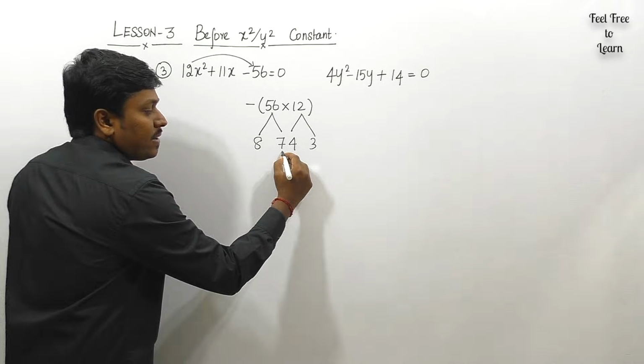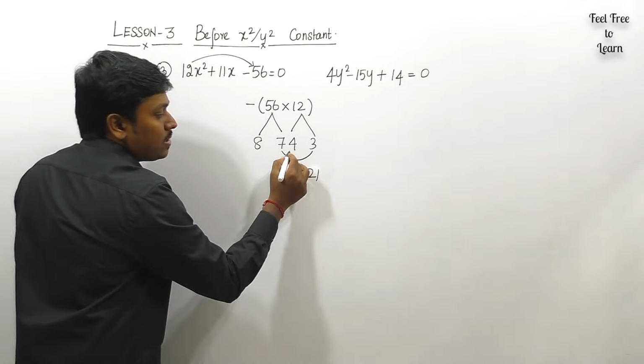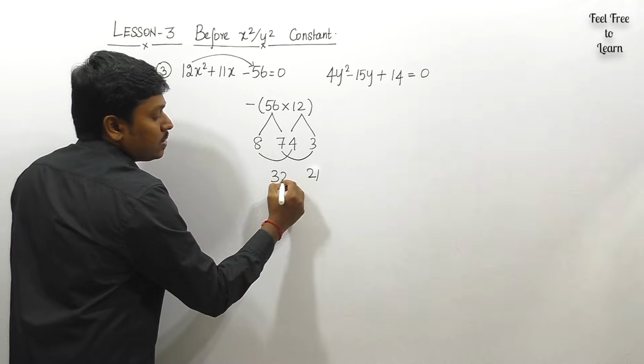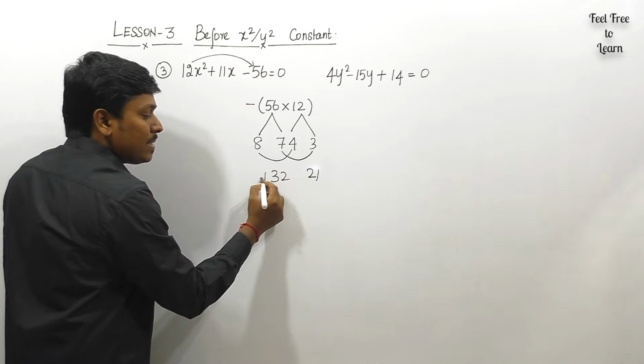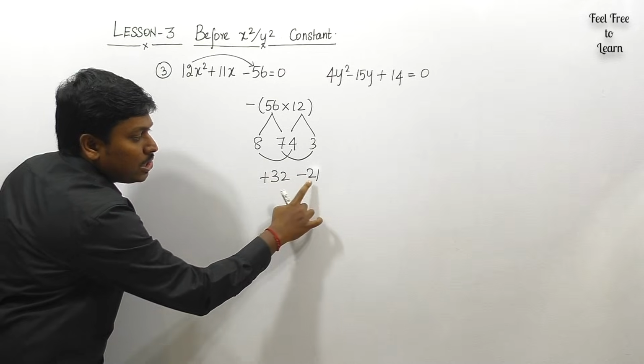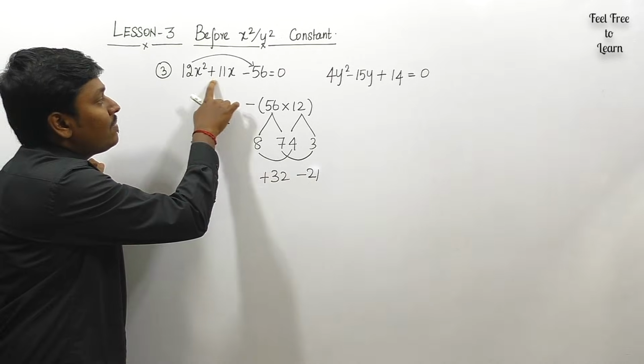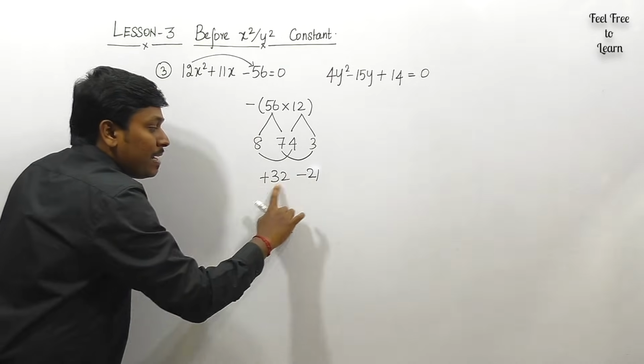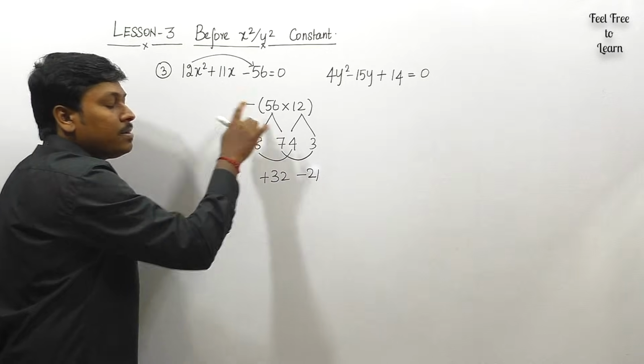7 into 3, listen here friends, 7 into 3 will be 21. So 8 4s are 32. So I can do one thing, write this as plus 32 and minus 21, because when we add both the numbers plus 32 and minus 21, the resultant will be in terms of plus. When we multiply both the numbers, the resultant will be in terms of minus.